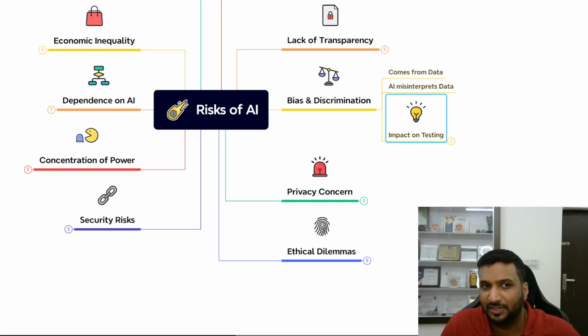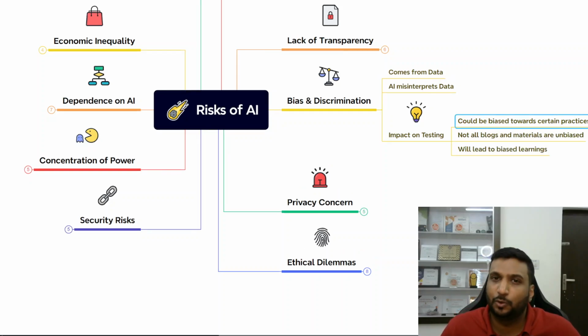So that's risky, and for testing, it could be biased towards certain practices. For example, when I search things on Copilot, which is powered by GPT-4, it sometimes gives the links of sources it has referred to. Sometimes it gives references from Guru99. Now this is a bias. The information is coming from Guru99 because it had high SEO, but maybe that information is not good. How do you know that?